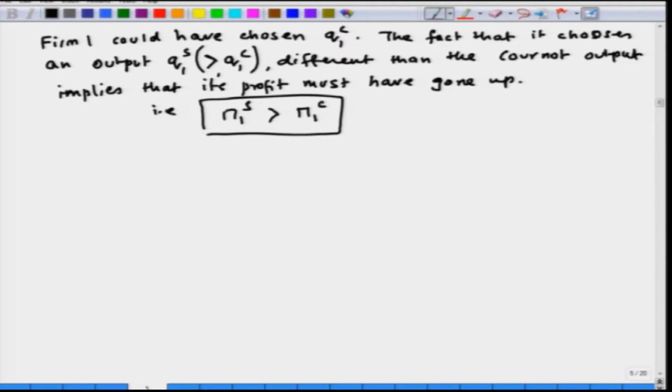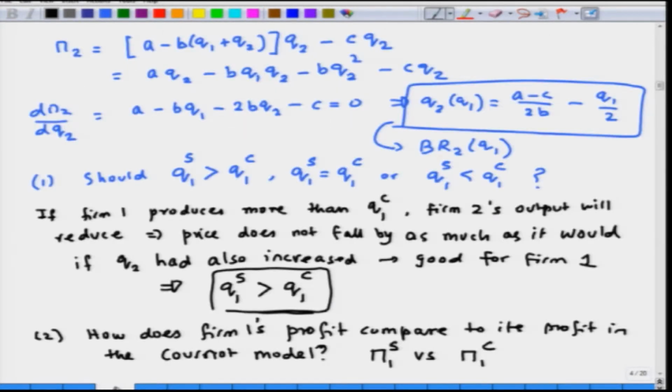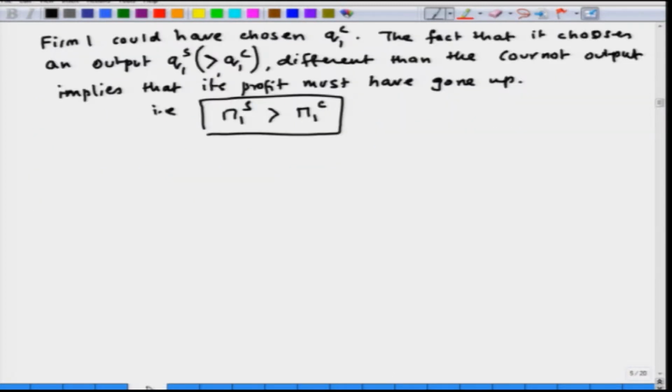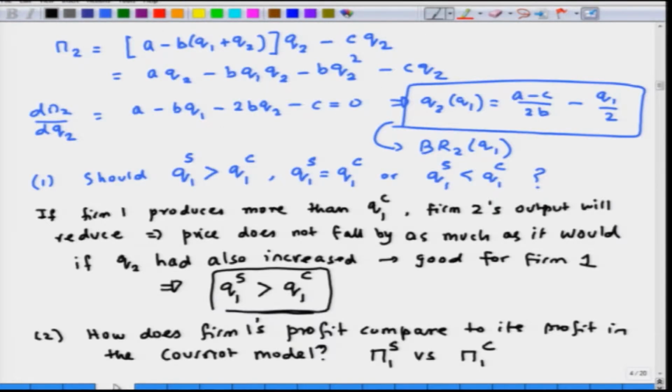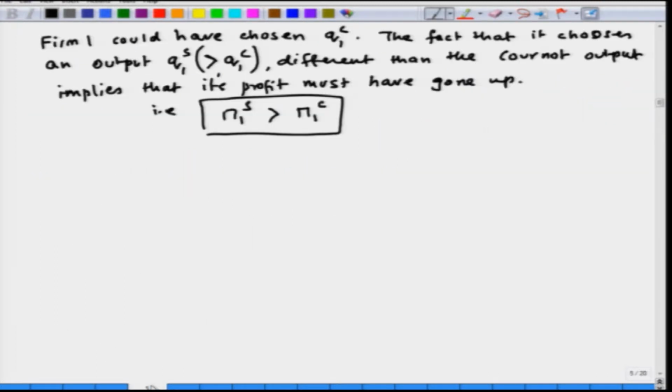Analytically, we will confirm all of these statements, right. So, we will find that the output chosen by firm 1 is greater than the output that it chooses in the Cournot model. We will also find that the profit that firm 1 gets under the Stackelberg model is greater than the profit that it would have gotten had the quantities been chosen simultaneously. So, where are we now? We have found that firm 1's output is going to be greater than the output under Cournot. We have also found that firm 1's profit is going to be greater than the profit that it gets under Cournot. Let us now ask, what about firm 2's profit?